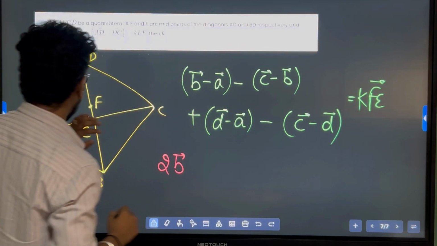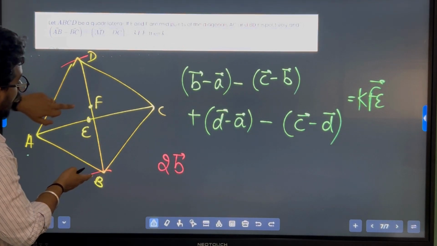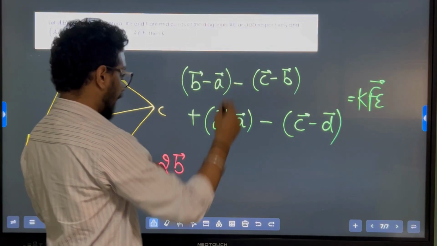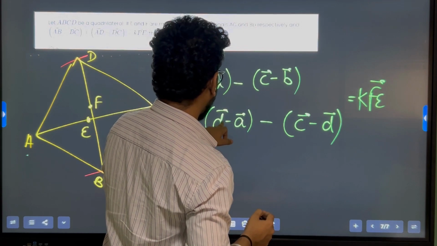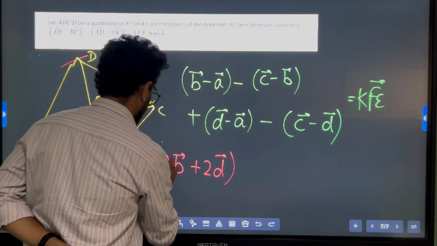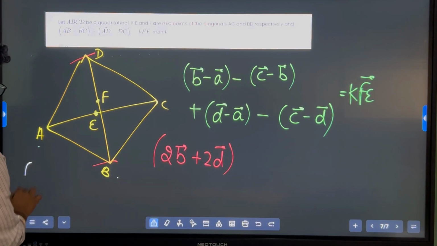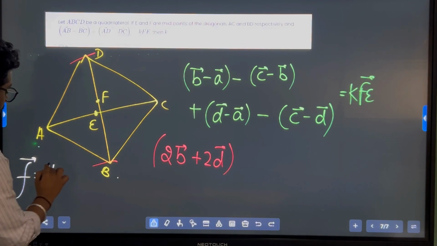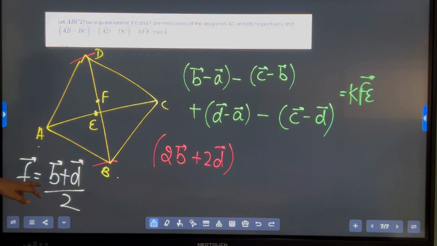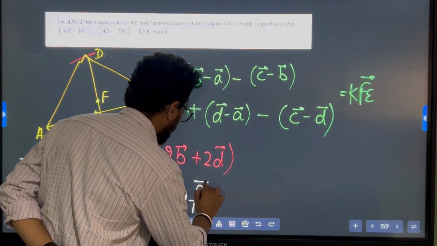Okay. Now why I am focusing on B and D right now, because we know F vector is B vector plus D vector by 2, the midpoint vector. Okay. And for D, D minus of minus D is 2D vector. Got it? And we can directly say what is F vector, guys? Position vector of F is B vector plus D vector by 2. Alright. So here we can say this is 4 times F vector.